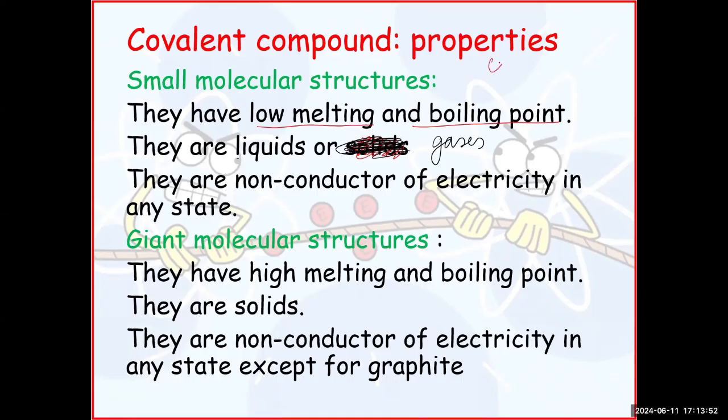So if you recall carbon dioxide, oxygen gas, H2O, water is a liquid, carbon dioxide gas, oxygen gas, or ammonia gas, NH3, methane gas, all of them are either gases or liquids. So small molecules will always be having these two states, and that is why they will have low boiling and melting point.